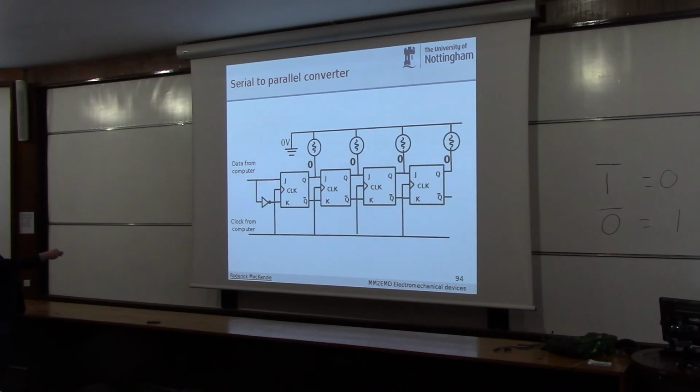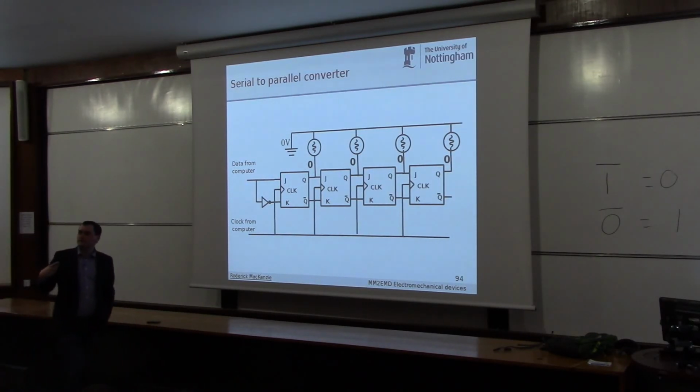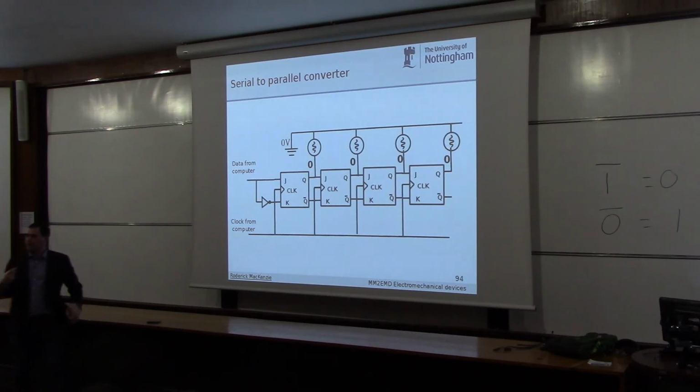On the input, we've got J. So this is where the data comes in. And remember, from the truth table of a JK flip-flop, you put a 1 here and a 0 here to store a 1, and you put a 0 here and a 1 here to store a 0. So this pin is always the opposite of this pin when storing data. Just focus on this bit, and you'll totally get this serial to parallel converter.